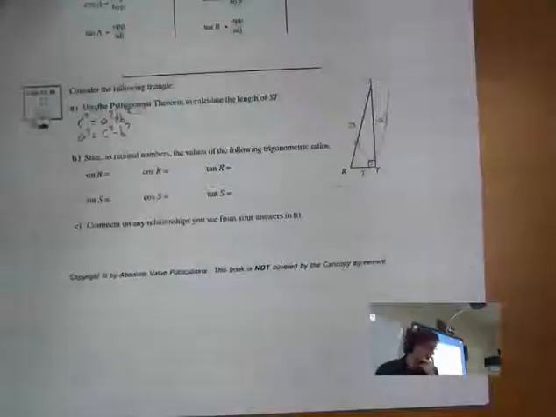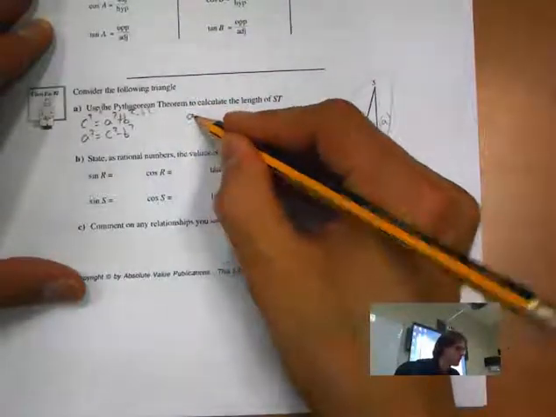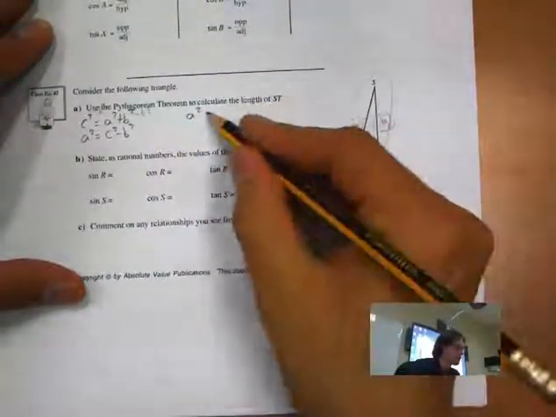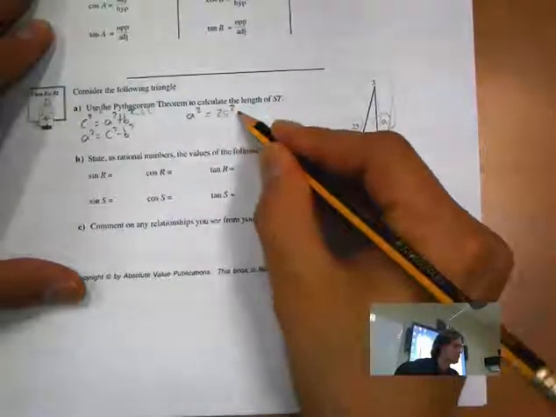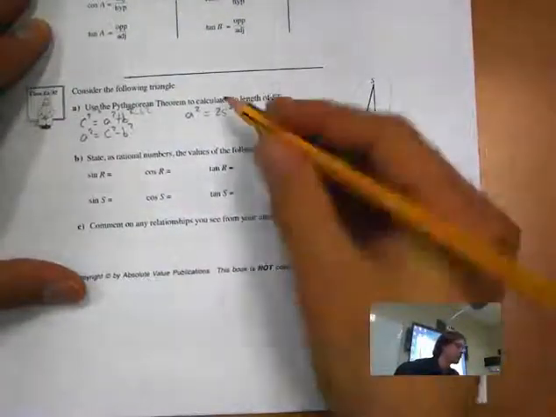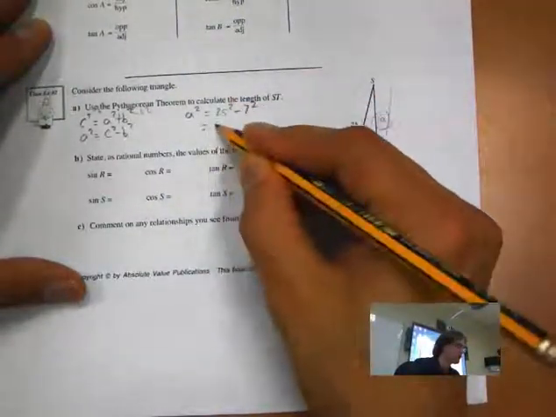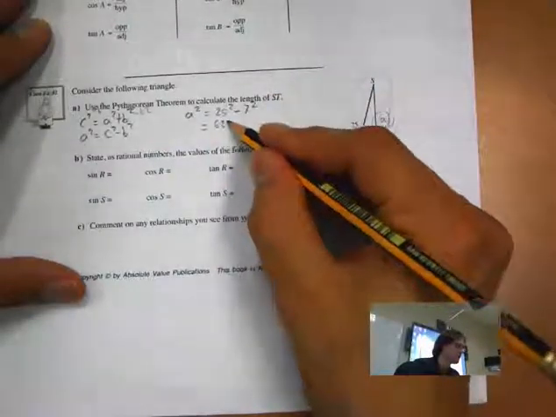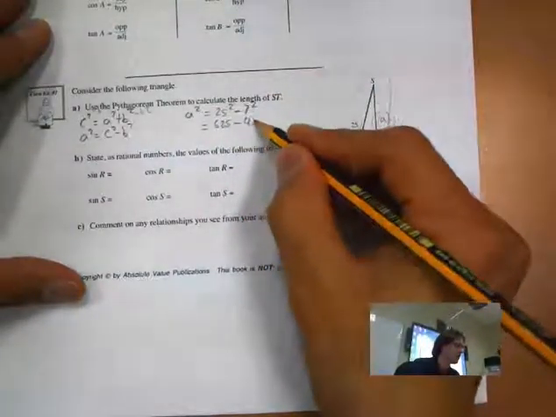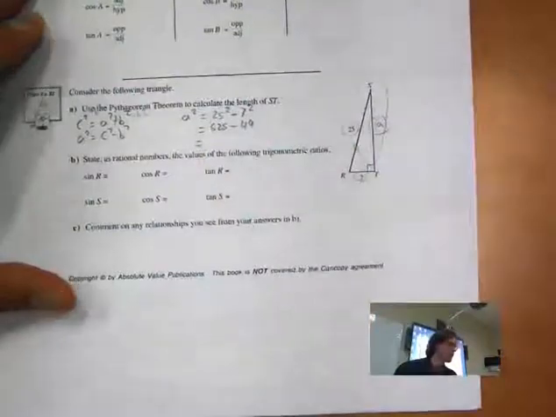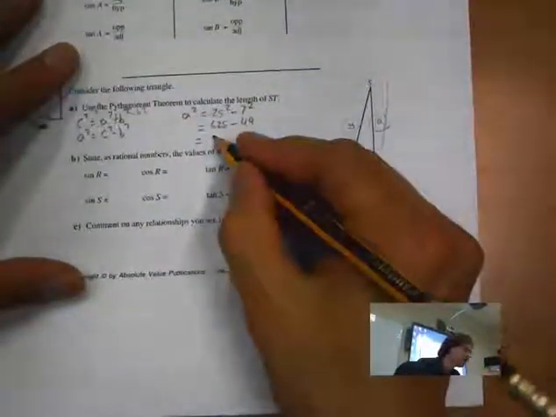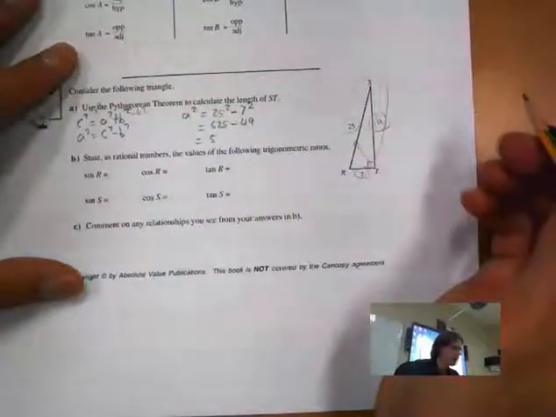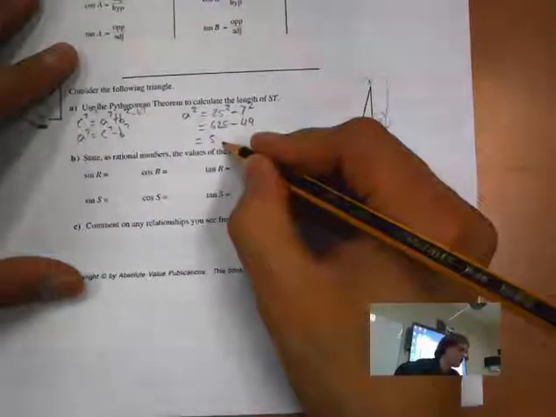Now we continue to put in what we know. 25 is the hypotenuse. We're trying to find a squared, which is equal to 25 squared minus 7 squared. That's equal to 625 minus 49. We continue this, and I'm going to get 576.